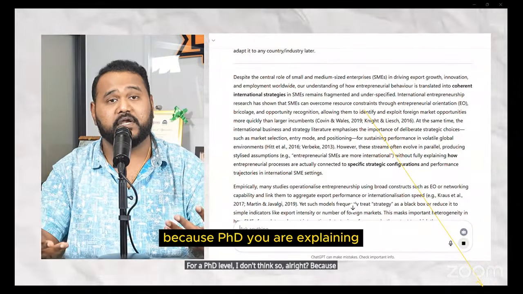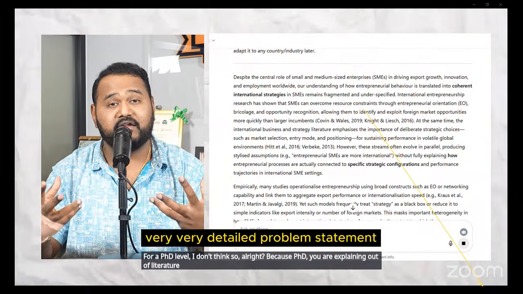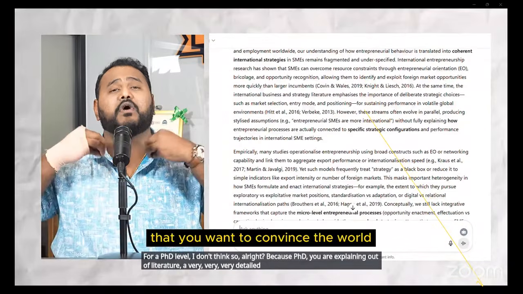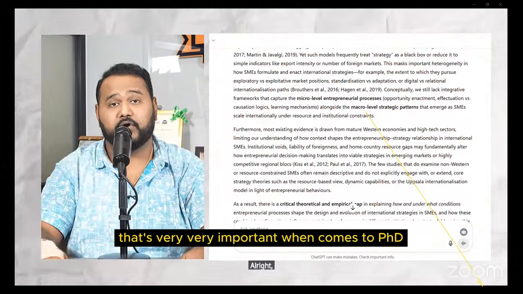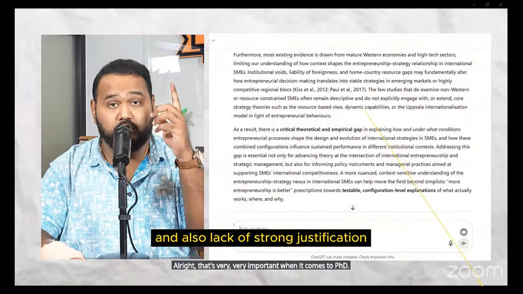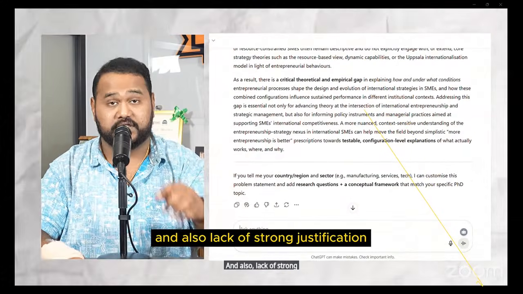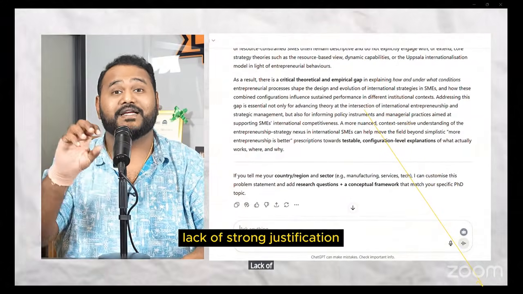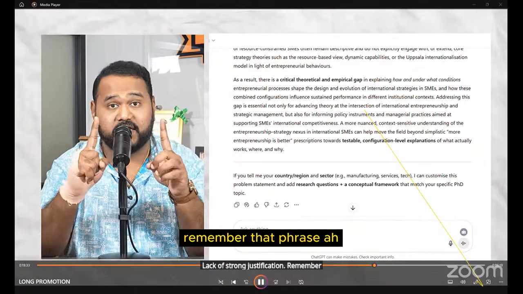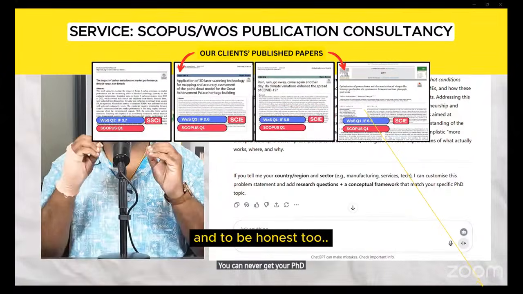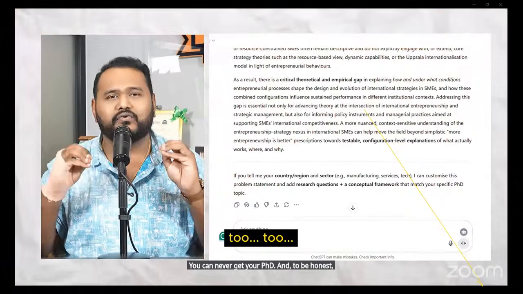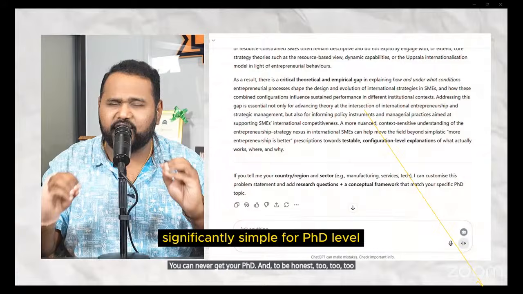Because for a PhD, you are explaining out of literature a very, very detailed problem statement that you want to convince the world that you are the first one to do it. Right? That's very, very important when it comes to PhD. And also lack of strong justification. Remember that phrase. Without justification, you can never get your PhD. And to be honest, too simple for PhD level.